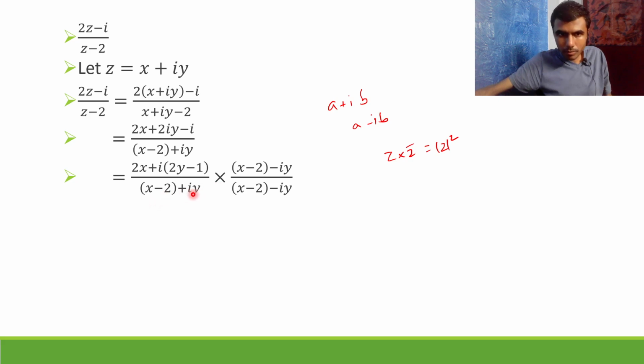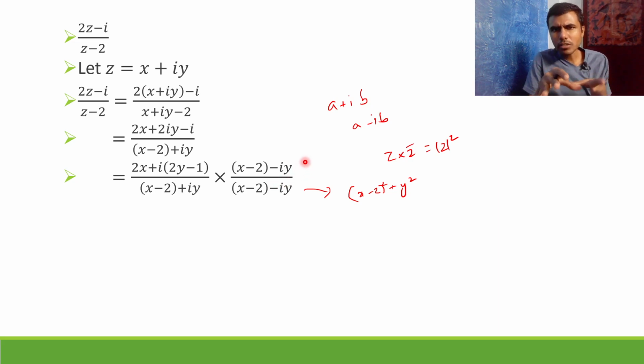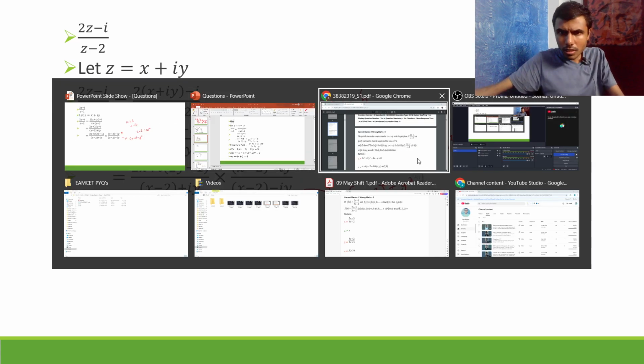So for the denominator, this into this will give me modulus square, which is nothing but (x minus 2) square plus y square. That's what I would get in the denominator. But see guys, my objective while doing EAMCET now is to make sure our steps are fewer. Now let's come to our question once.